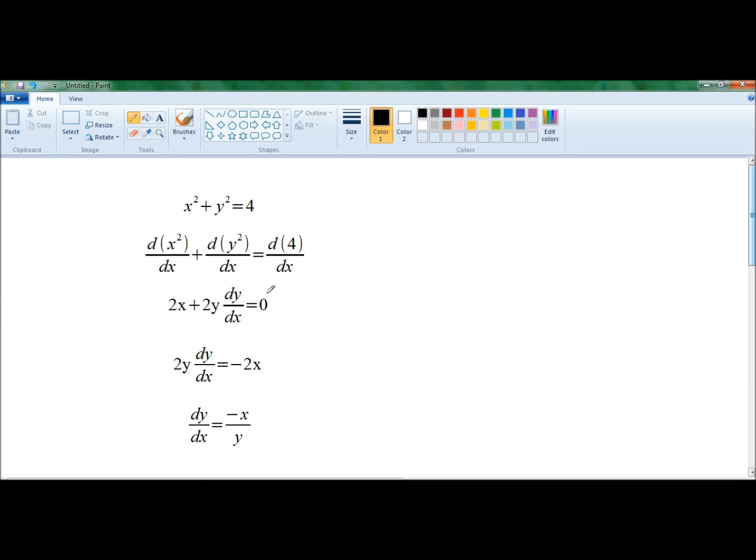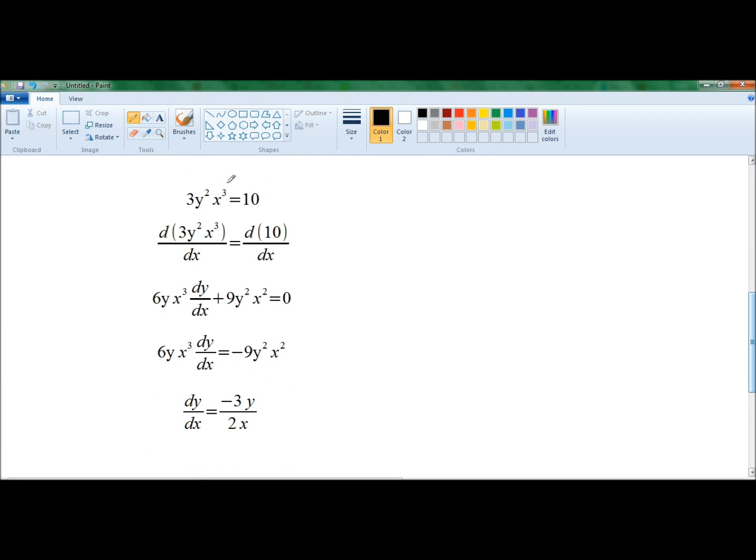What I originally wanted was the derivative, which is just dy dx. So I will try to solve for that using the usual algebraic methods. Moving 2x to the other side, I find 2y dy dx is equal to negative 2x. Dividing both sides by 2y, I find dy dx is equal to negative x divided by y. So that was actually incredibly simple. Let's move on to a slightly more complex example.